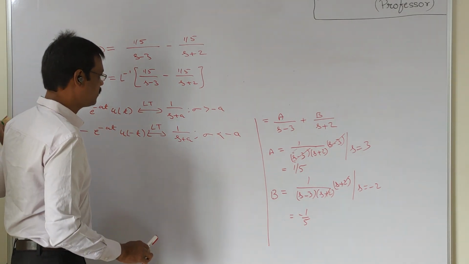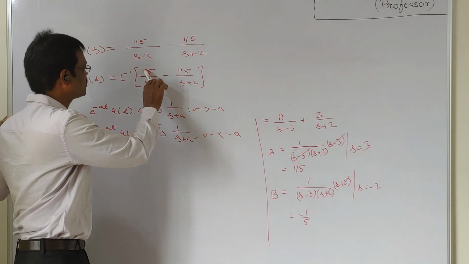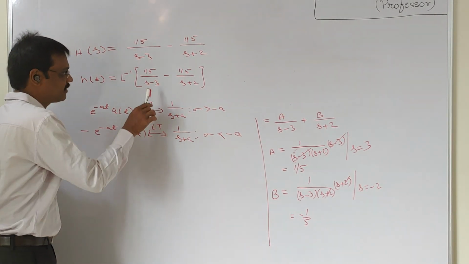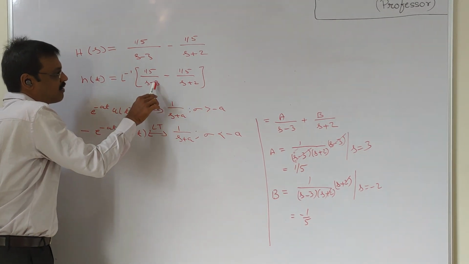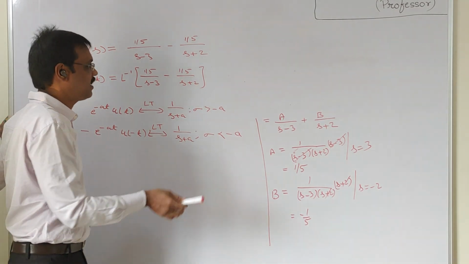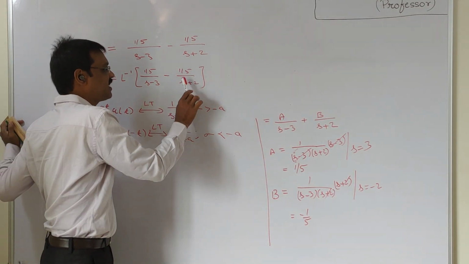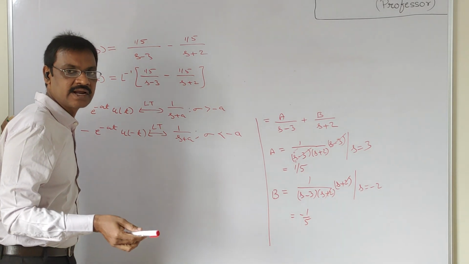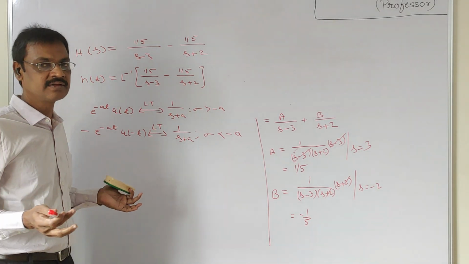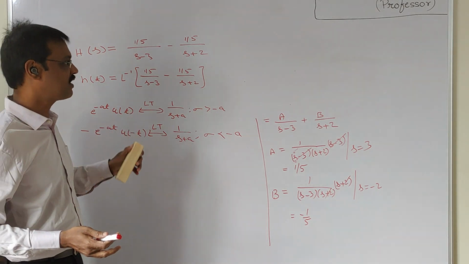Now, what is the inverse Laplace transform of 1 by s minus 3? Whether it is a right-sided signal or left-sided signal. Similarly, what is the inverse Laplace transform of 1 by s plus 2? Whether it is a right-sided signal or left-sided signal. That information is not given. But one piece of information is given.